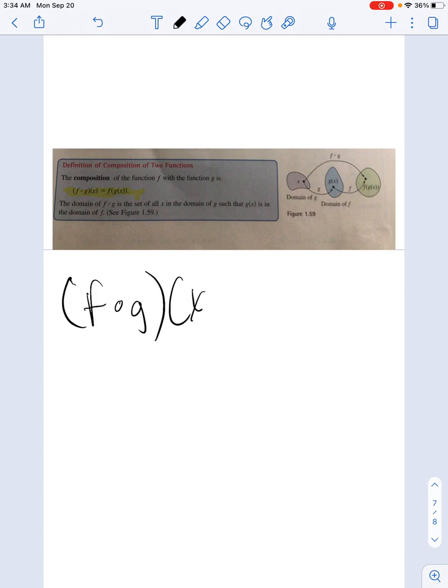That's like saying f of g of x, which is saying I want to take the function of the function g of x. I like this picture over here. I have to take my domain of g and my domain of f, and that's going to give me f of g. I plug x into g of x, and then whatever answer I got, I then plug into f of x and figure it out.